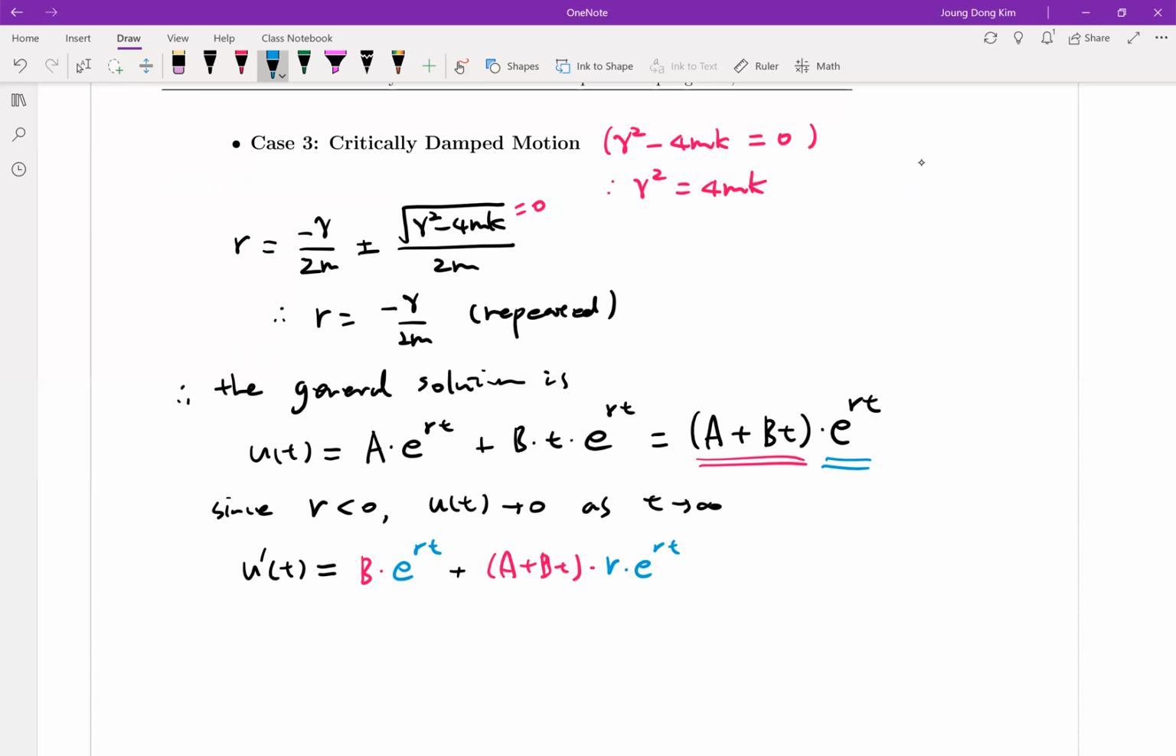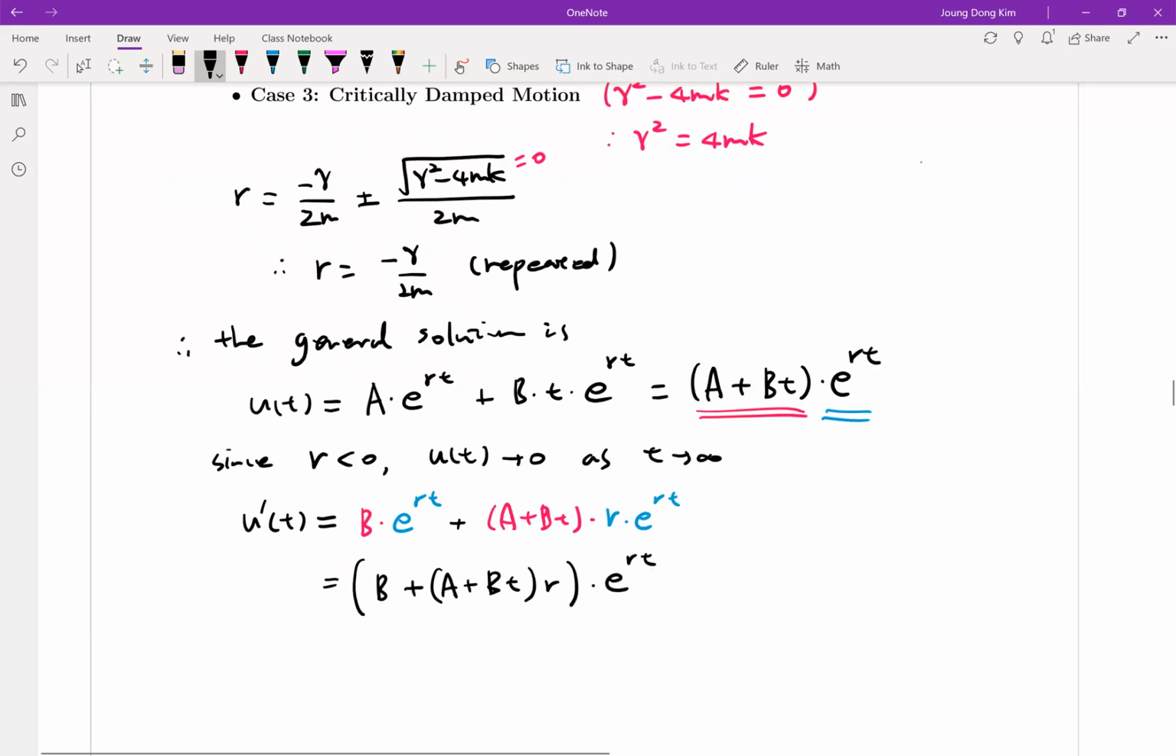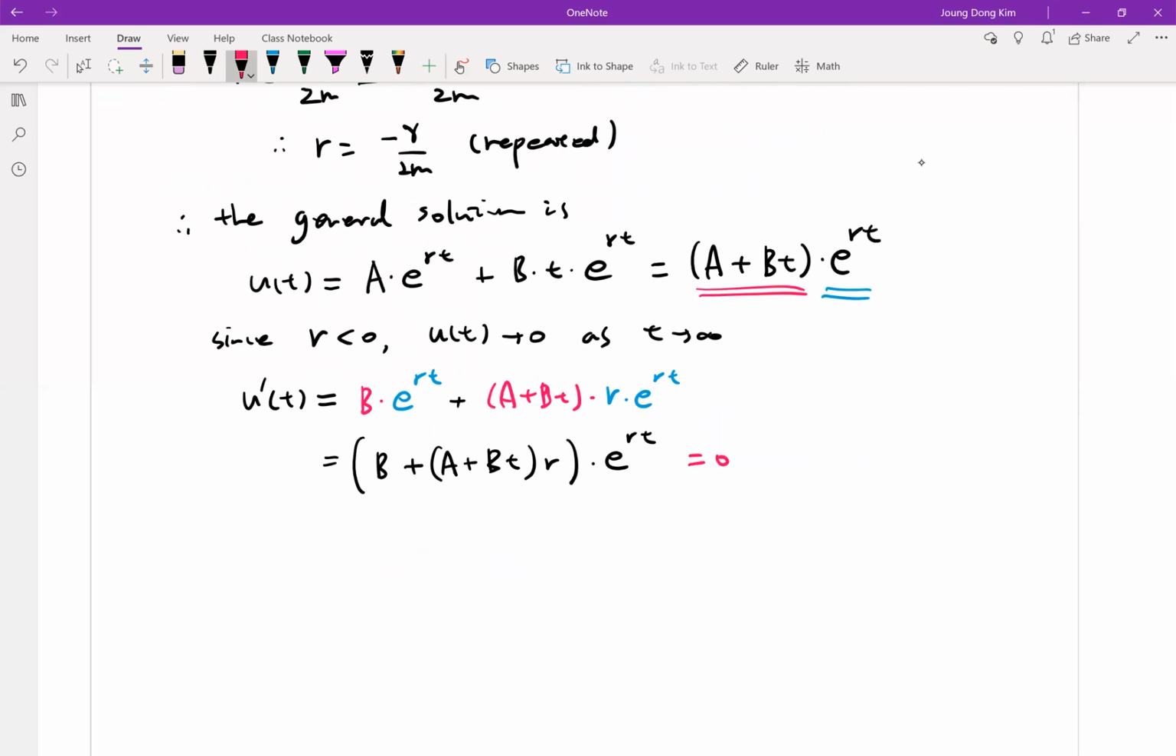Let me combine these two. Then that is equal to (b plus a r plus b t r) times e to the rt. To find the critical number, we're going to set this equal to 0, but keep in mind that the exponential function never equals 0, right? So the only case is here. This part can be equal to 0, but since this is just a linear equation, we could have at most one solution for this equation, okay?